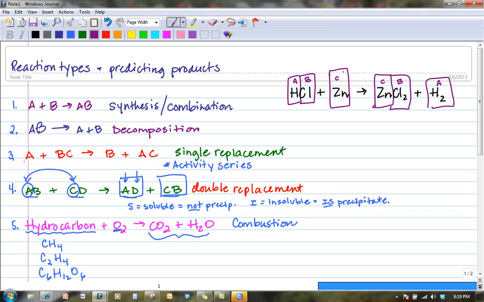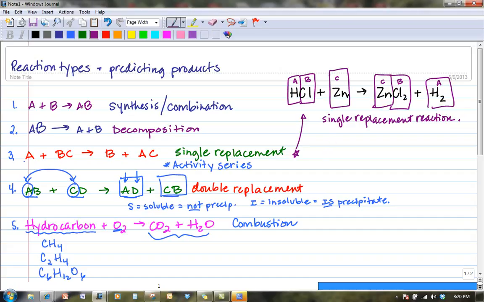Now, if I take a look at this, I don't have any general form that is AB plus C. But what I do have is something that's very similar. Look at our single replacement reactions. We have A plus BC, so that's pretty close. That would render my example a single replacement reaction. So that's one way that you would be able to tell.